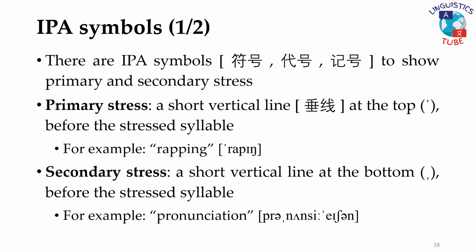Going back to stress in English, sometimes we will need to use the IPA to write a word. When we do this, it is possible to show the syllables with primary and secondary stress. For primary stress, we put a short vertical line at the top before the stressed syllable. For example, wrapping. For secondary stress, we put a short vertical line at the bottom before the stressed syllable. For example, pronunciation.